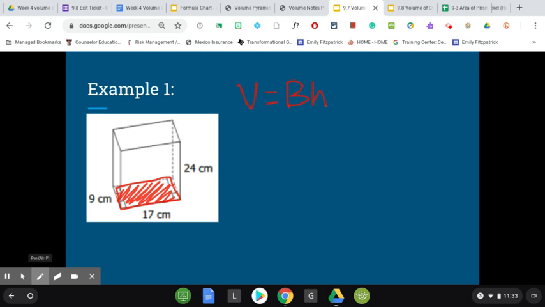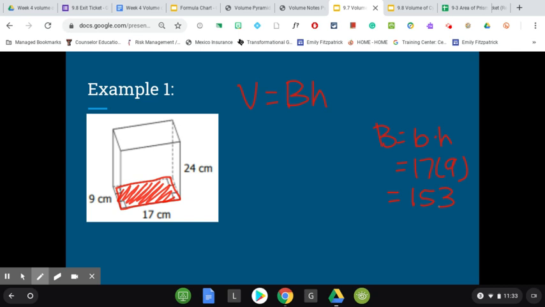B is the area of the base, so I need to find the area of that rectangle. Remember, to find the area of a rectangle or a square is just base times height. So based on that rectangle, my base could be 17, my height could be 9, or they could be switched around. So 9 times 17 gives me 153. So that means the area of my base is 153, the big B.